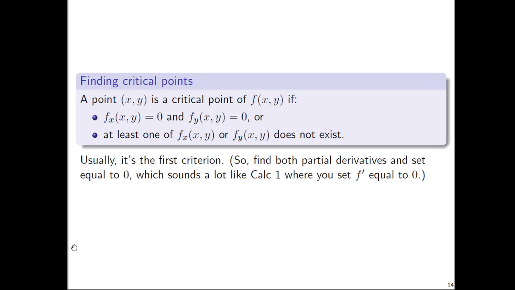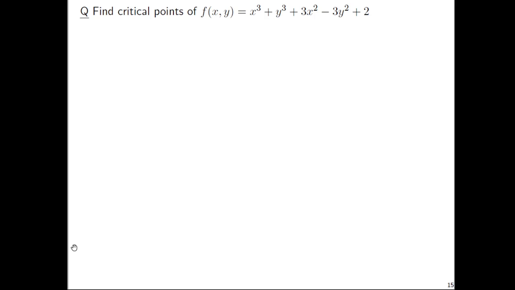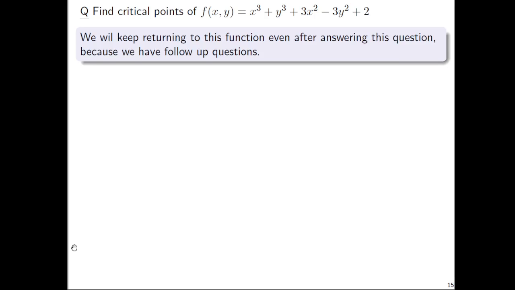So find both partial derivatives and set equal to 0, which sounds a lot like Calc 1, where you take the first derivative and set equal to 0. Right? So let's practice that aspect first by looking at the given function f of x comma y equals x cubed plus y cubed plus 3x squared minus 3y squared plus 2, and let's find the critical points. We will keep returning to this function even after answering this question because there are going to be some follow-up questions. These questions tend to be long, so it's good to reuse as much as we can.